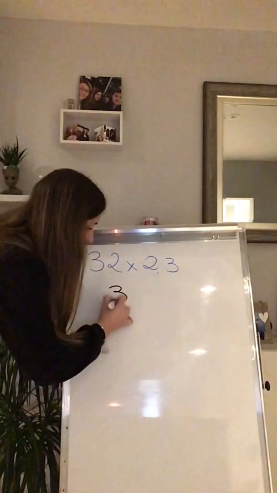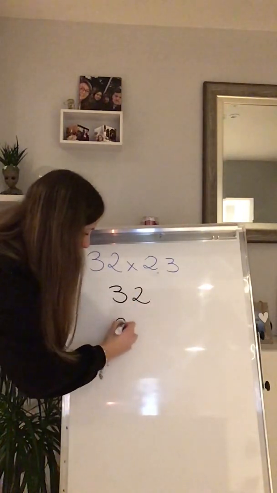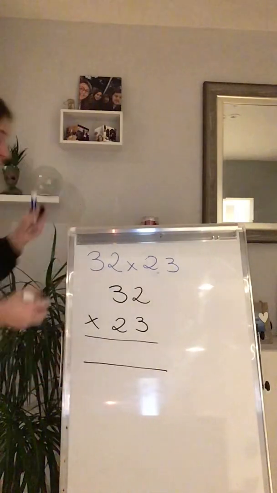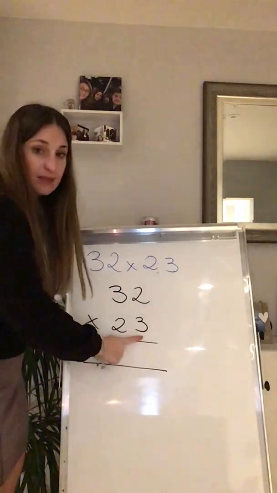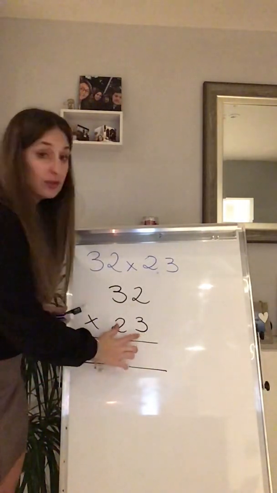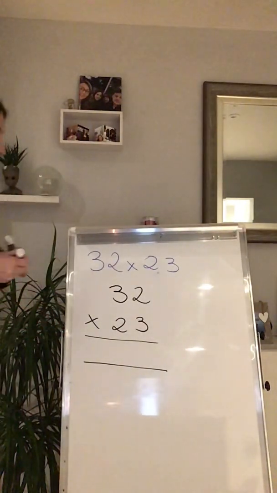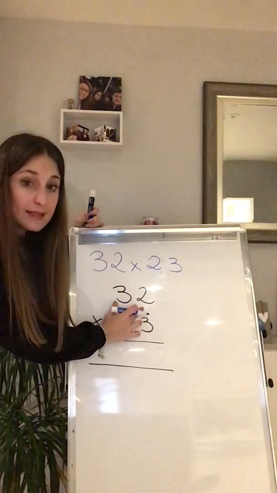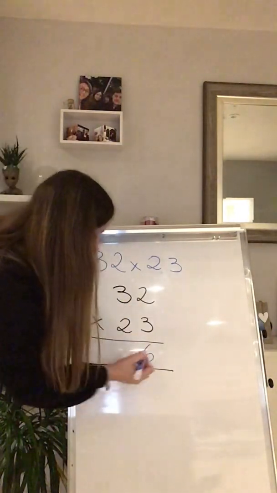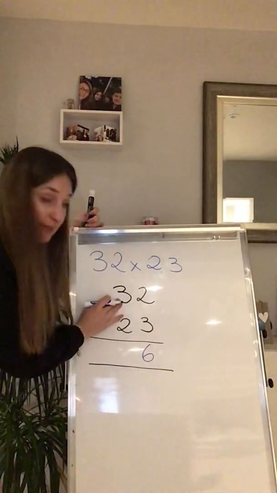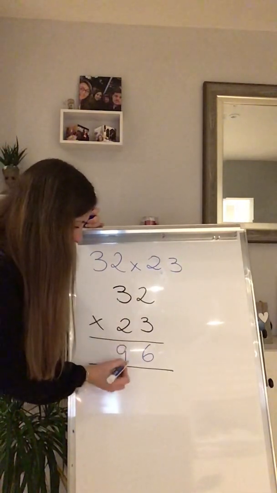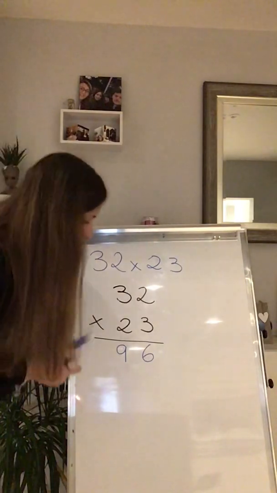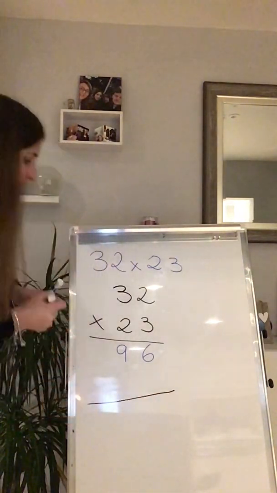So, we're going to be looking at this one. I just put it normally on my column method. And I start with my ones. Okay, let's go for it. 3 times 2 is 6. 3 times 3 is 9. Now, I did that line really far.